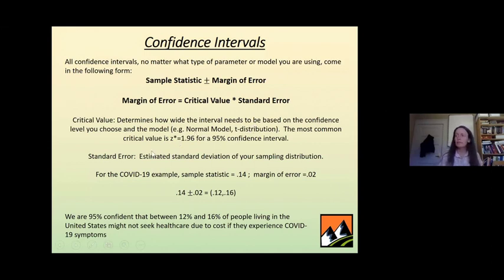So for example, in the COVID-19 example, the sample statistic was 0.14, the margin of error was 0.02, and so 0.14 plus or minus 0.02 gives the confidence interval 0.12 to 0.16. So we would say that we are 95% confident that between 12% and 16% of people living in the United States might not seek healthcare due to cost if they experience COVID-19 symptoms.